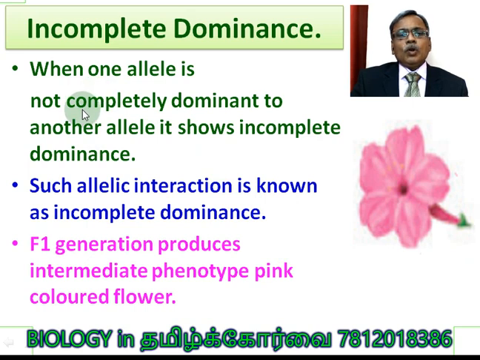When one allele is not completely dominant to another allele, so red is not dominant over white and white is not dominant over red, in such a case it shows incomplete dominance, the pink colored flower. Such allelic interaction is known as incomplete dominance. The F1 generation produces an intermediate phenotype, the pink colored flower.